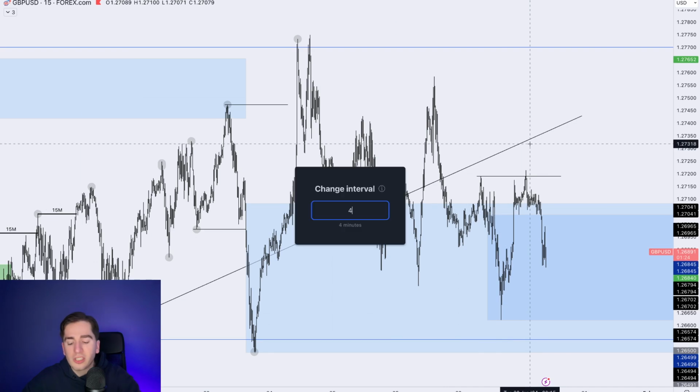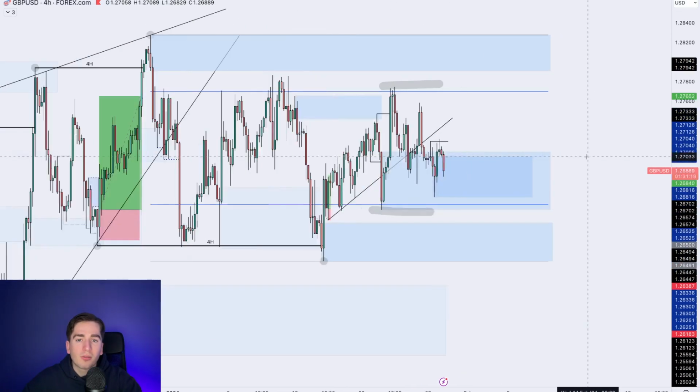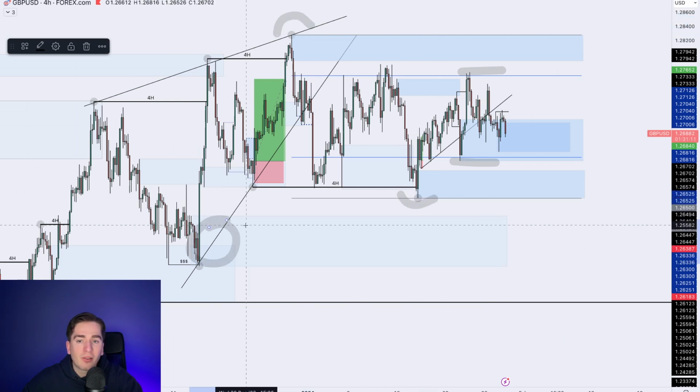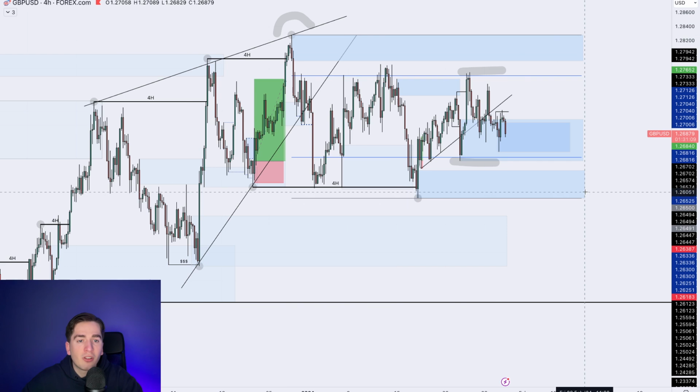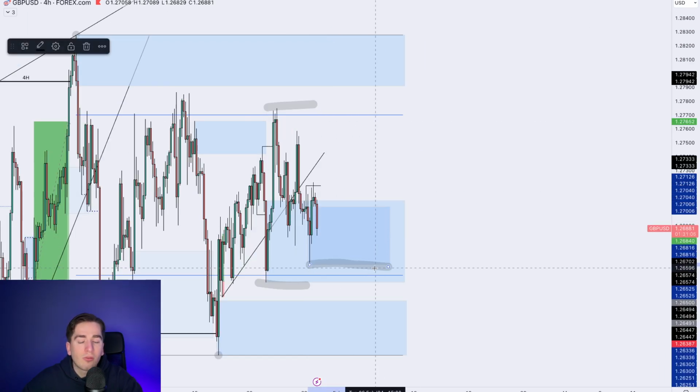Otherwise, we could just continue consolidating over here on the 15-minute, but also on the 4-hour, because the 4-hour is obviously still very messy. I would still prefer for pound dollar to move down in towards the lows, with this being your swing high, this being your swing low, and this being your area of demand. So I'm still favoring a further downside move on pound dollar. But for that to happen, we need to break this low first of all.